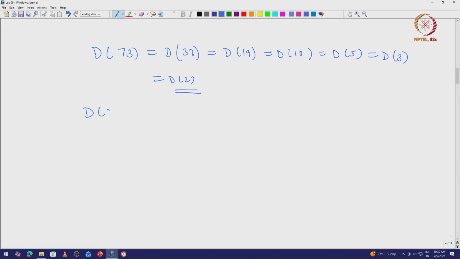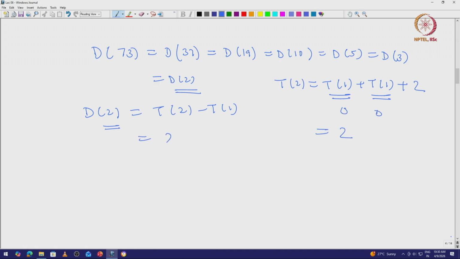What is d of 2? D of 2 is T of 2 minus T of 1. This is defined. And what is T of 2? T of 2 is T of 1 plus T of 1 plus 2. T of 1 is 0, T of 1 is 0, therefore T of 2 is 2. Therefore, this is 2 minus 0, which is equal to 2. Therefore, d of n equals 2 for all n greater than or equal to 2.